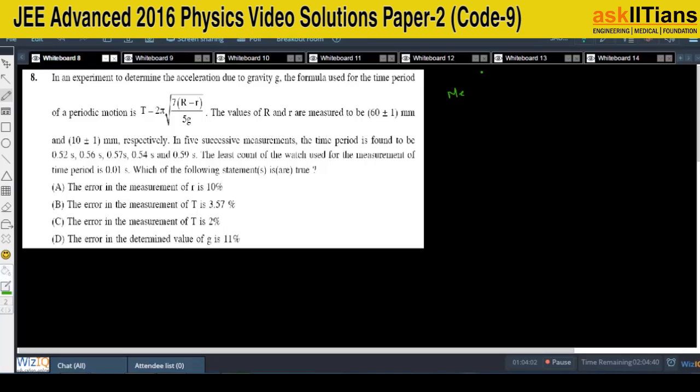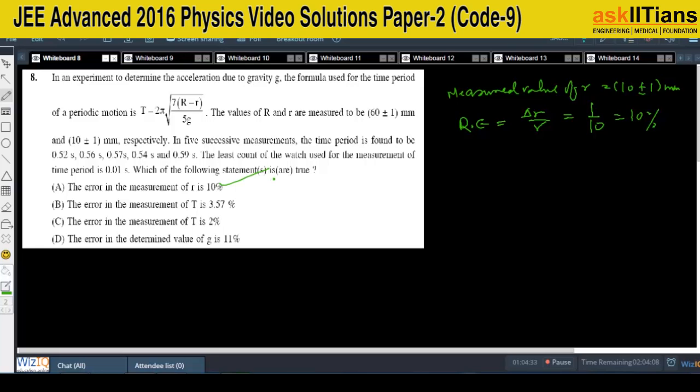Okay, so first, from the first option, we are given the error in the measurement of small r. The measured value of r should be equal to 10 plus minus 1 millimeter. So the relative error should be equal to delta r upon r, which is 1 upon 10. So we can say this is approximately equal to 10%. Hence option A is the correct choice.